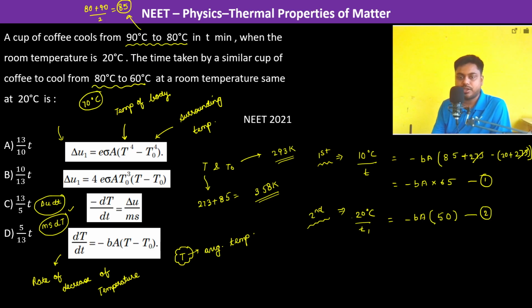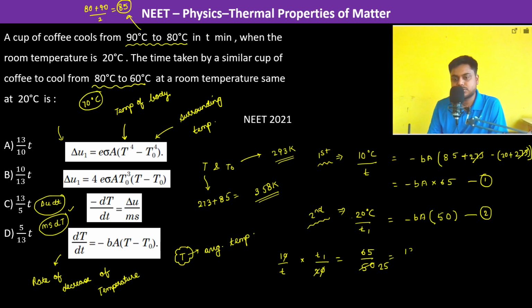So now we divide the first equation by the second equation. So 10 by t into t1 by 20 is equal to 65 by 50. So 2 is gone, this becomes 25, 5 is gone, so this is 13 by 5. So therefore t1 becomes 13 by 5 into t. So this is going to be the answer.